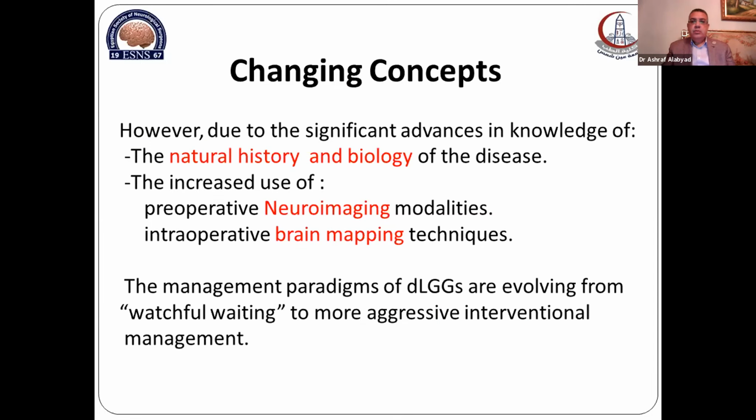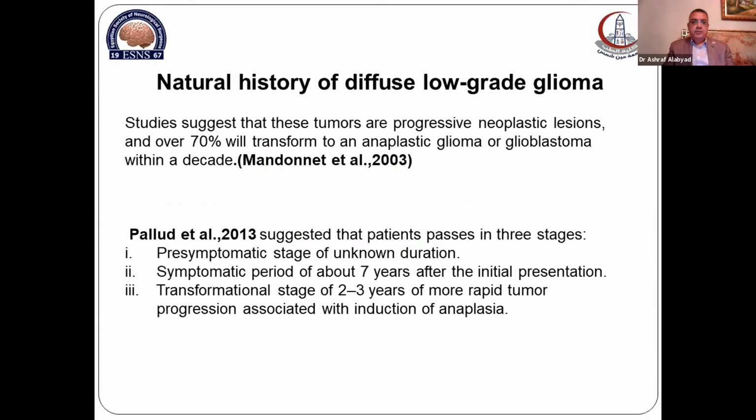However, due to the significant advances in knowledge of the natural history and the biology of the disease, and the increased use of preoperative neuroimaging modalities and intraoperative brain mapping techniques, the management paradigm of diffuse low-grade gliomas is evolving from watchful waiting to more aggressive interventional management. In fact, there is increasing interest in studying the behavior of these tumors, and many clinical studies have been published in recent years concerning the natural history and prognosis of these tumors.